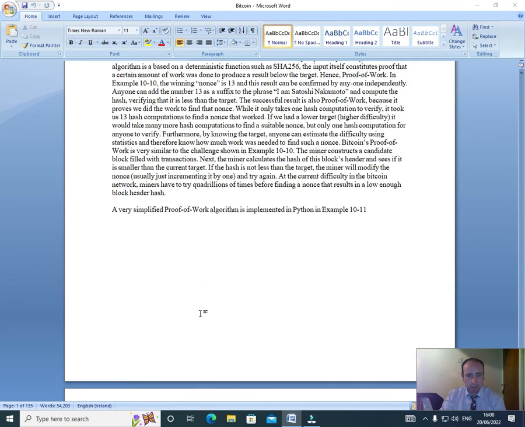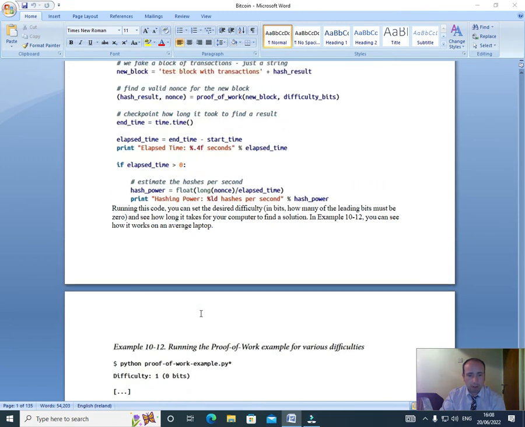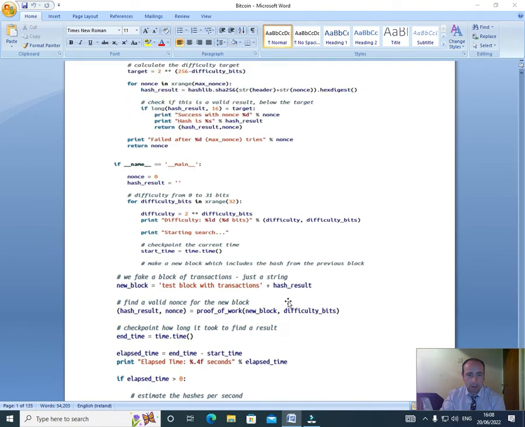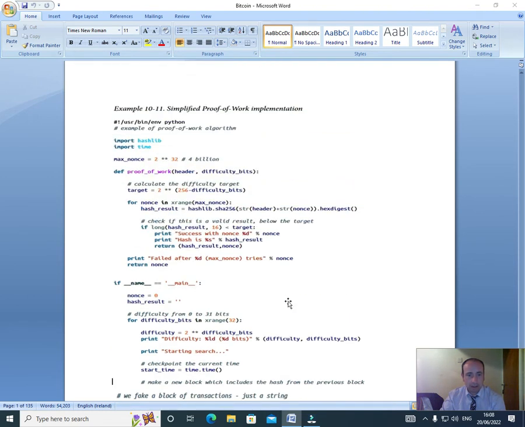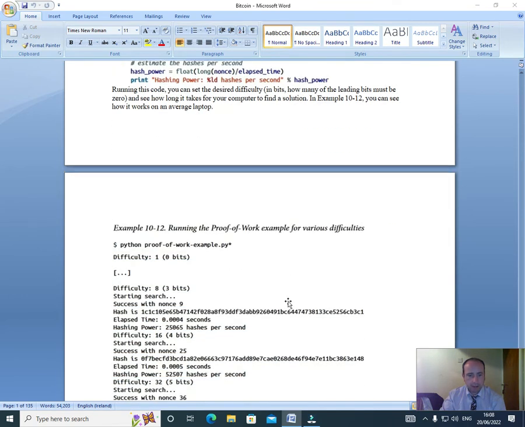A very simplified proof of work algorithm is implemented in Python in example 10-11. Running this code, you can set the desired difficulty in bits, how many of the leading bits must be zero, and see how long it takes for your computer to find a solution. In example 10-12, you can see how it works on an average laptop. So here's just the example 10-11 simplified proof of work implementation, and example 10-12, running proof of work for various difficulties.